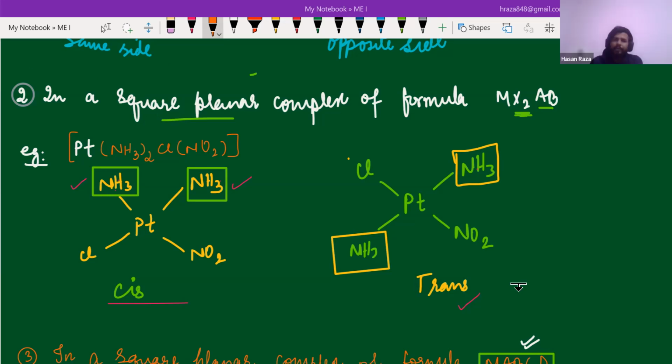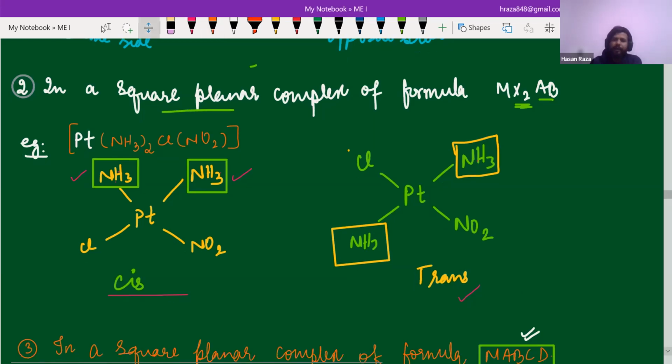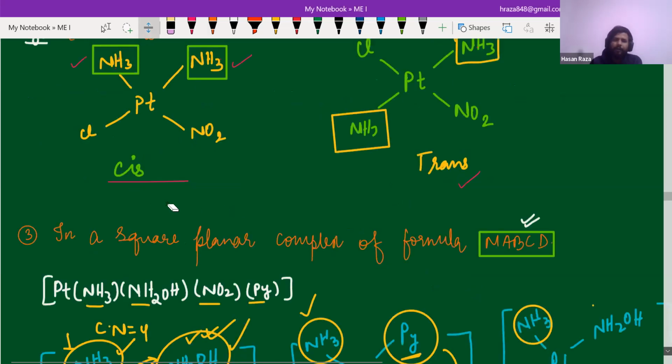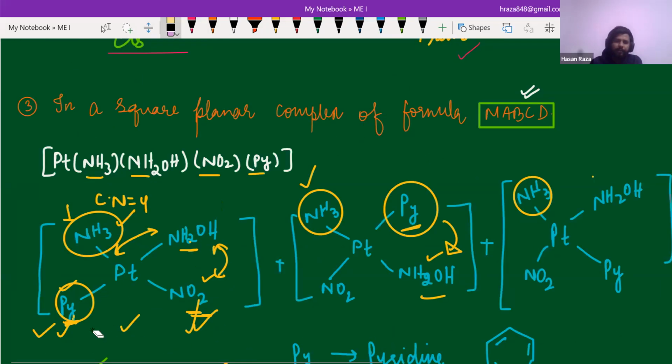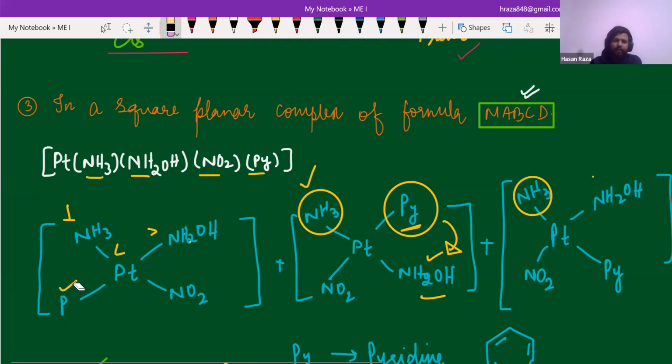Now the last case, as we have done all the other cases, is when all the ligands are different. I'm just erasing it. Wait a minute, please. It's very easy. Do you know what PY is? PY is pyridine. It also acts as a ligand.